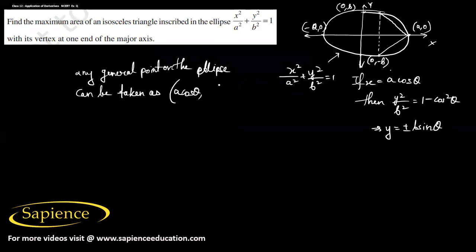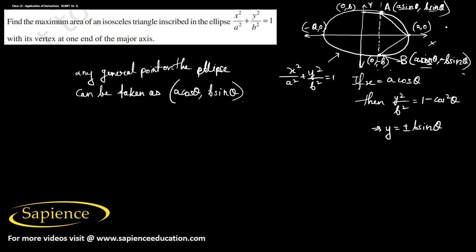So it means that any general point can be taken as a cos theta comma b sine theta. It means that if I take this vertex of the isosceles triangle as a cos theta comma b sine theta, then this point will be a cos theta comma minus b sine theta. Since this line AB is parallel to the y-axis, their x coordinates will be the same, only the sign of the y coordinate will change.